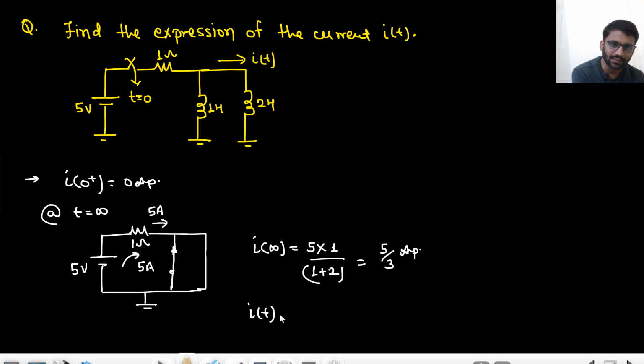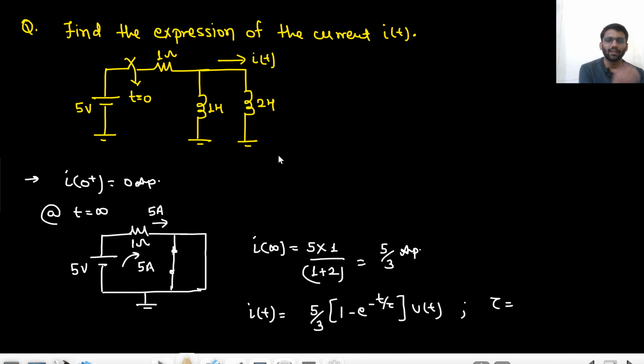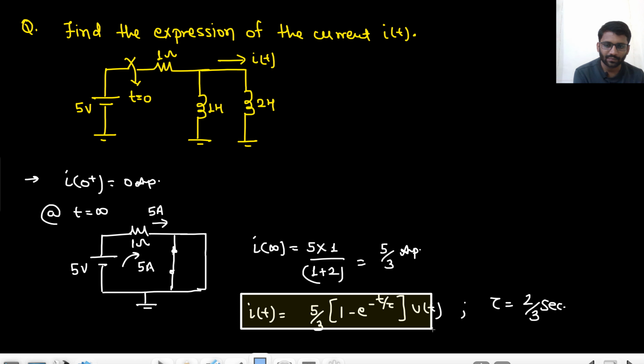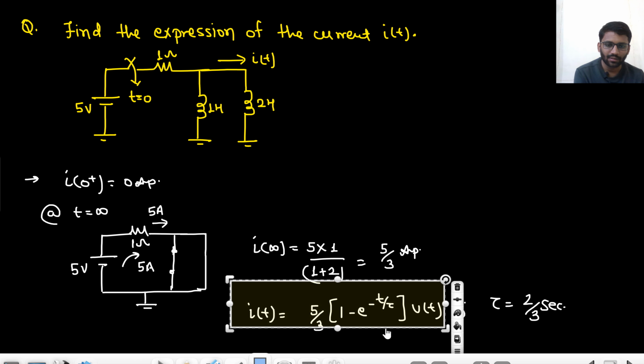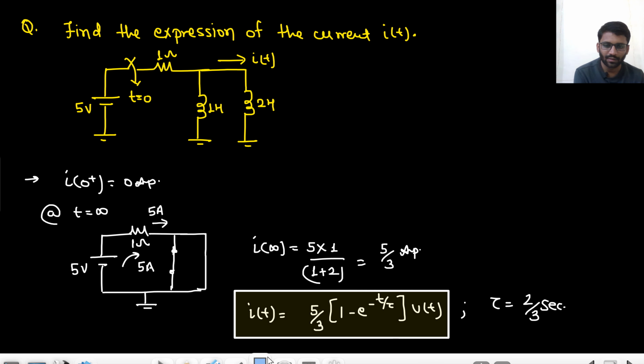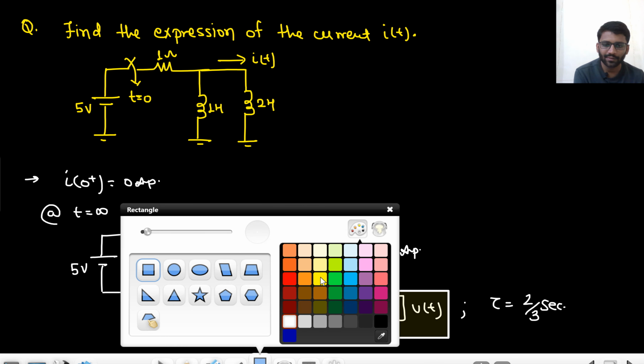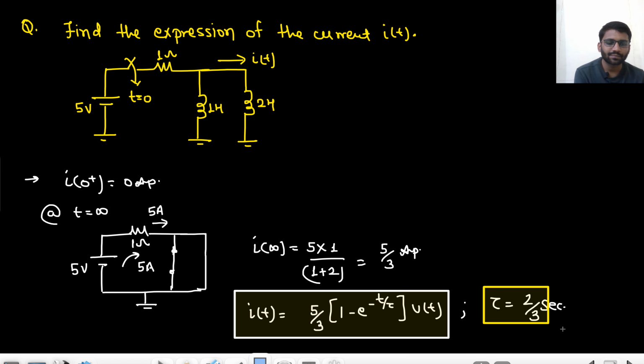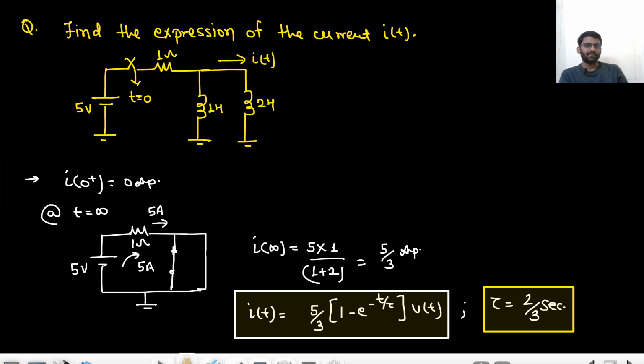So I of t is simply going from 0 to 5 by 3 ampere, that is 1 minus e to the power minus t upon tau u(t). So what is tau? Tau is L equivalent by R. So 2 by 3 second. Are you getting my point?